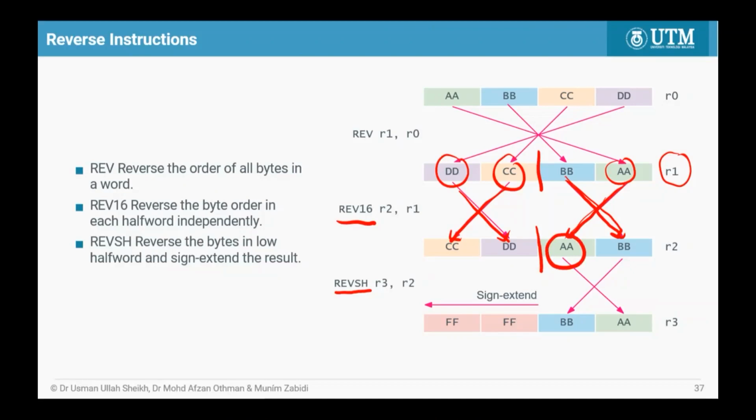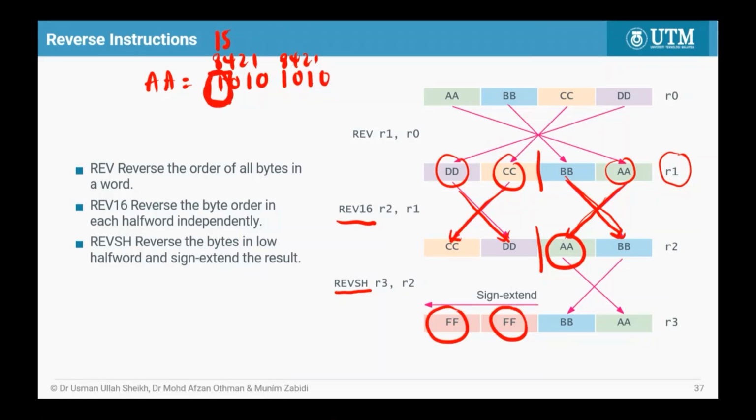AA, what is AA? If you change it to binary, you will get 1010. Now you're going to look at this bit, so this is your bit 15. You look at this bit and you see here the sign is 1. That's why you extend the 1 after that. If the sign is 0 at this bit, then you will extend zeros at this half word, at the upper half word.